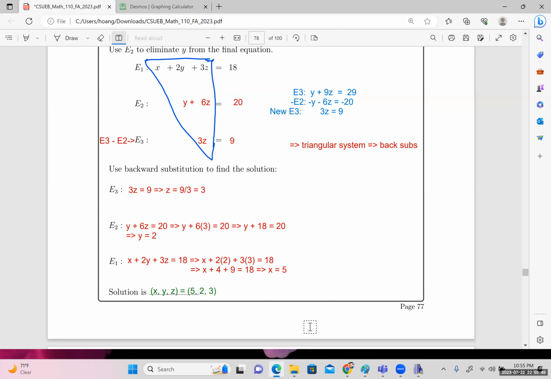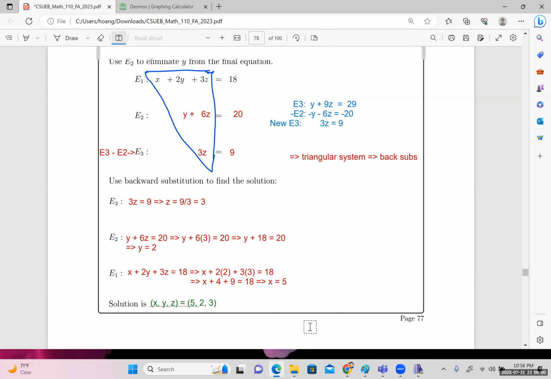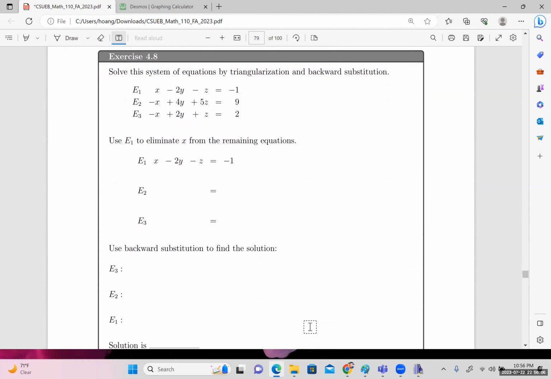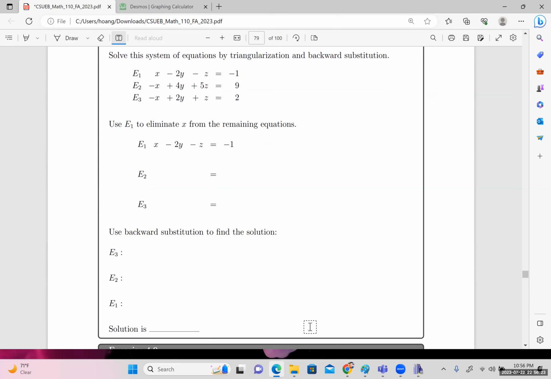Okay, so we have finished this exercise by Gaussian elimination and using the back substitution of that. Now we're going to learn about exercise 4.8. You can go ahead and try to work on this and pause my video for 5 minutes and compare with me, okay?